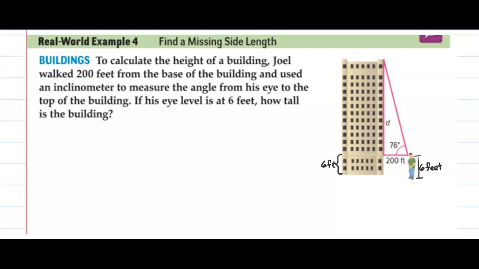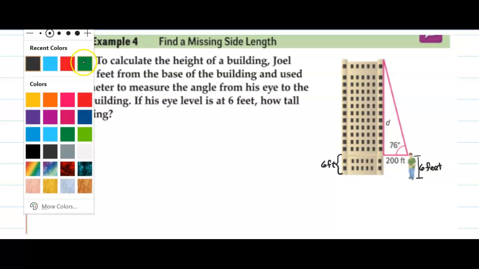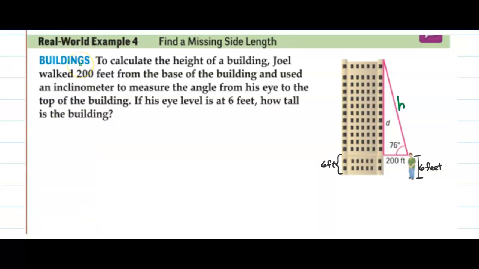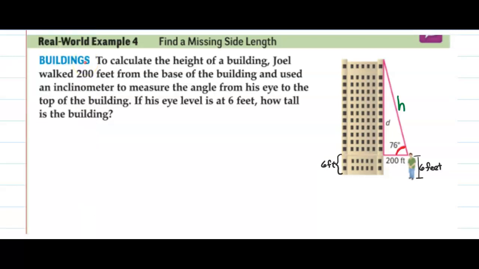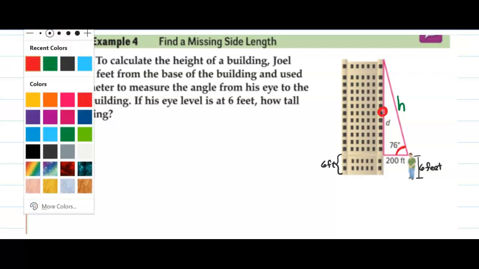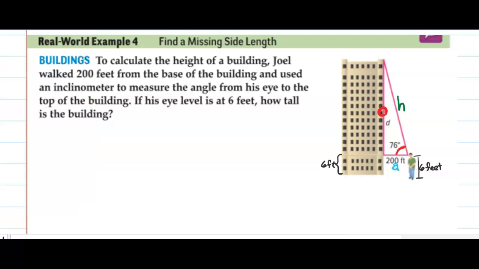Next, we're trying to find D, side D. So let's label things. We know that this is our hypotenuse. We know that the side opposite 76 is right here. And that leaves this side down here that's 200 feet. That's our adjacent. Again, looking at this triangle, we want to know what the opposite side is. That's the D height of the building.